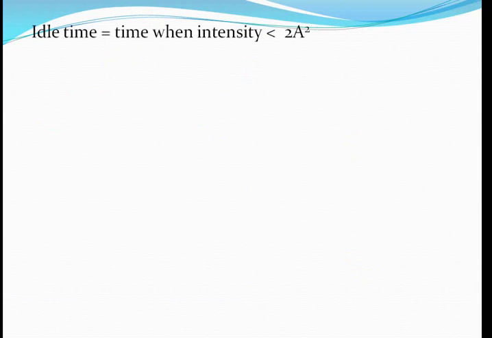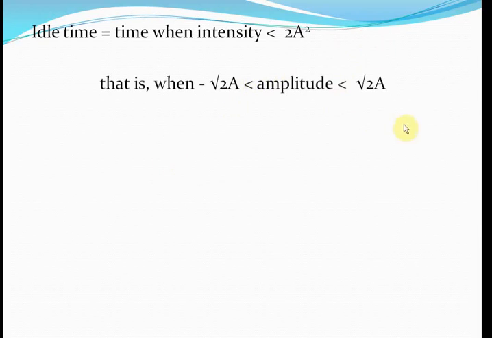Now the idle time is the time when the intensity is less than 2a square. Why? Because the detector can only detect intensities greater than or equal to 2a square. Since intensity is proportional to the square of the amplitude, this will happen when the amplitude varies between minus root 2a and plus root 2a.